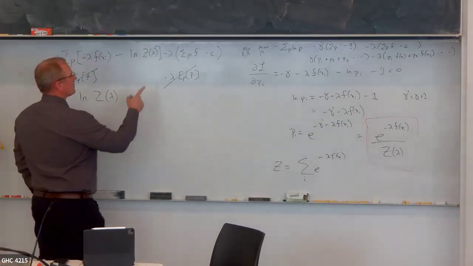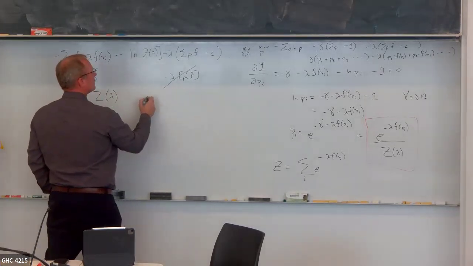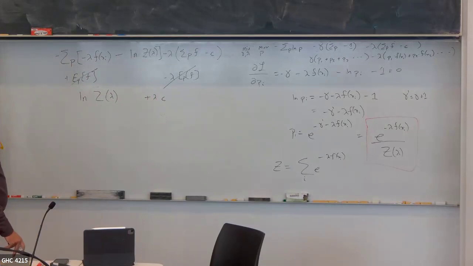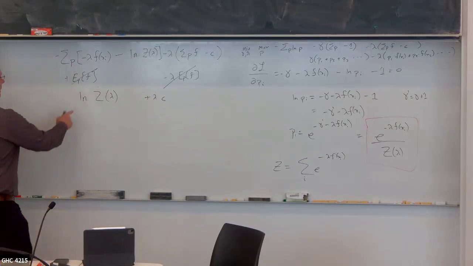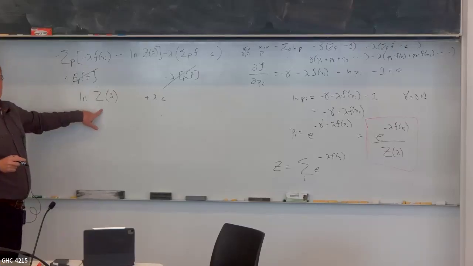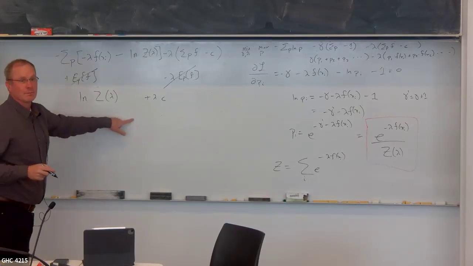Okay, and the last term is just what? Lambda c. Plus lambda c. Okay, hopefully I got the sign right. So that's the whole thing. This is the dual problem right here. So we're optimizing this in terms of lambda. To find the right lambda, I just have to optimize this problem in terms of lambda.